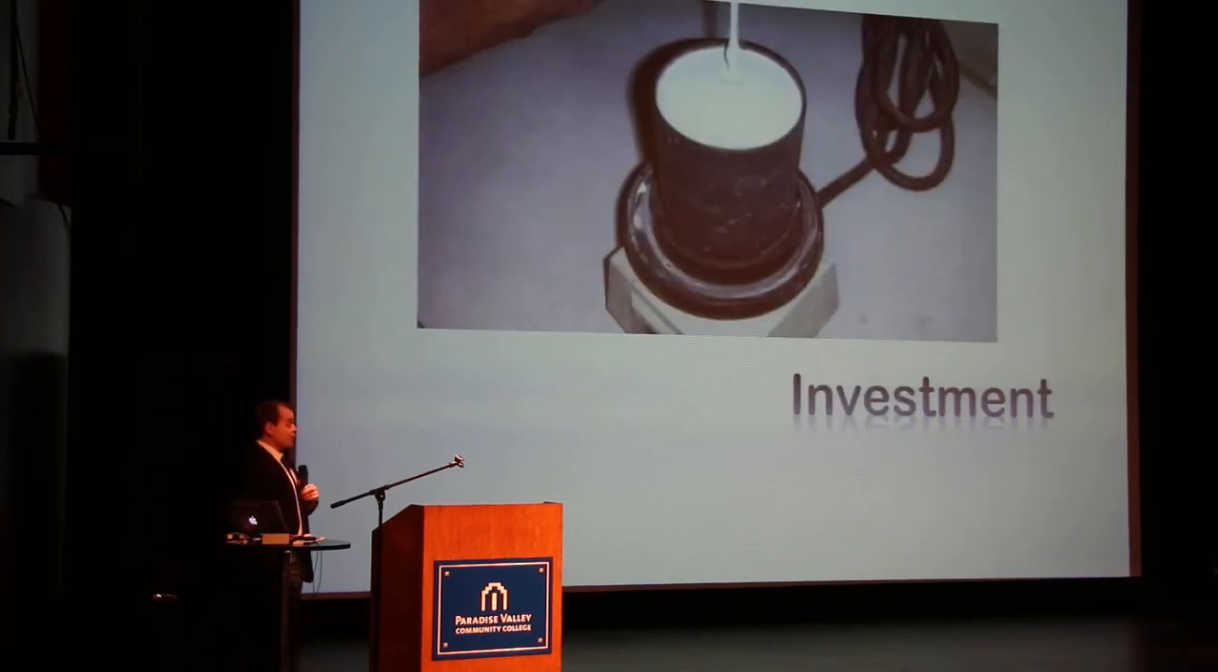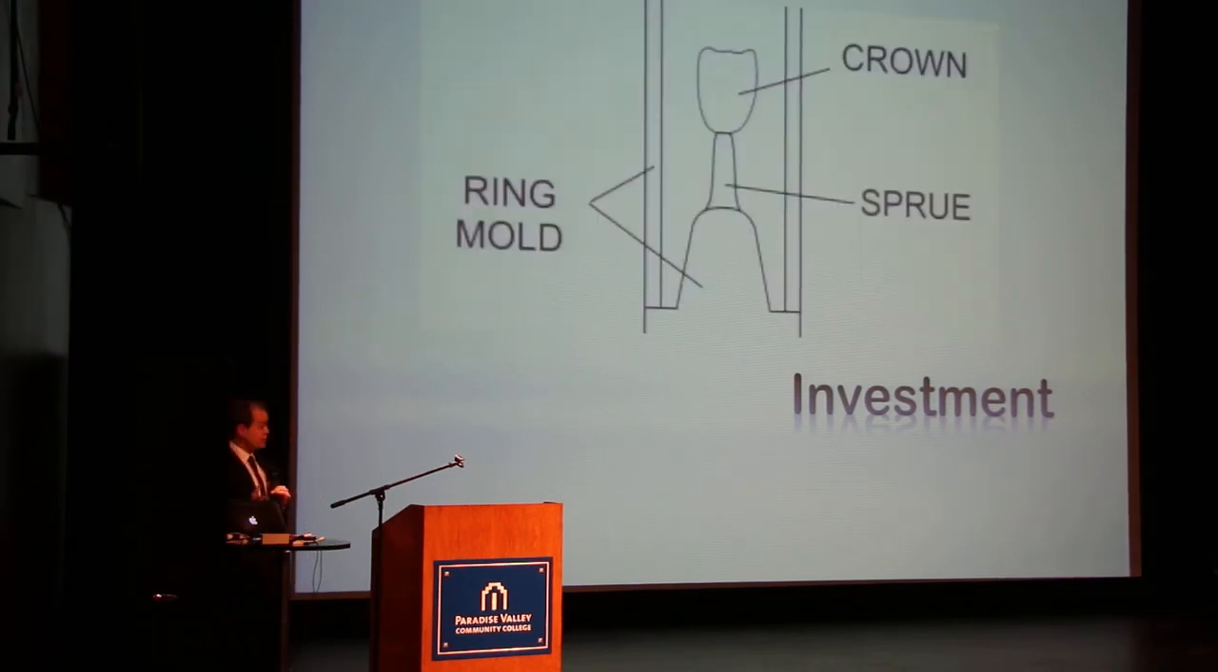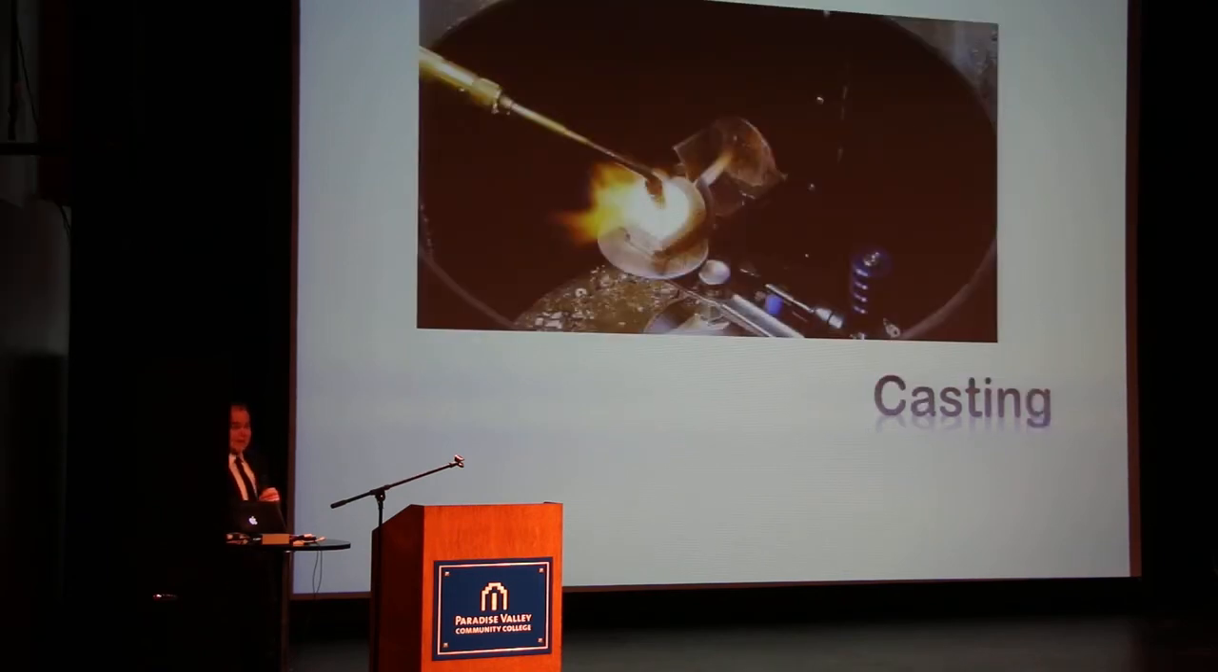Once you have a wax pattern, you invest it. The investment material has to withstand the molten metal that gets poured into the mold. It's hard to picture from this picture, but in this one you can see that the investment material surrounds the crown. You can see an area for the molten metal to flow in and create that metal crown. So this is the casting procedure.